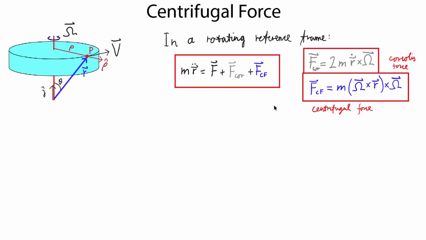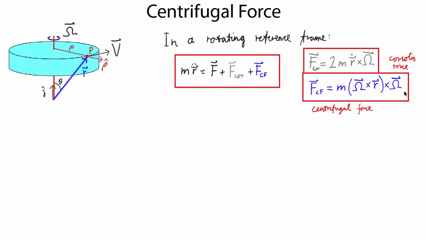After some work, we have now finally found the fictitious forces in a rotating reference frame. If you write down Newton's second law, you can see that there are two distinct terms. The first is the Coriolis force. We're going to deal with that in the next video. Here we're going to talk about the centrifugal force, as the title indicates.